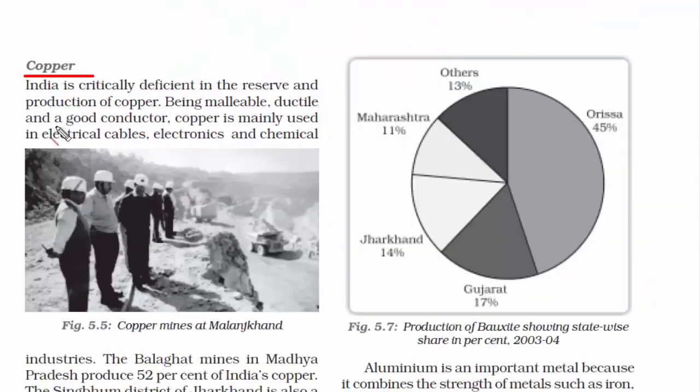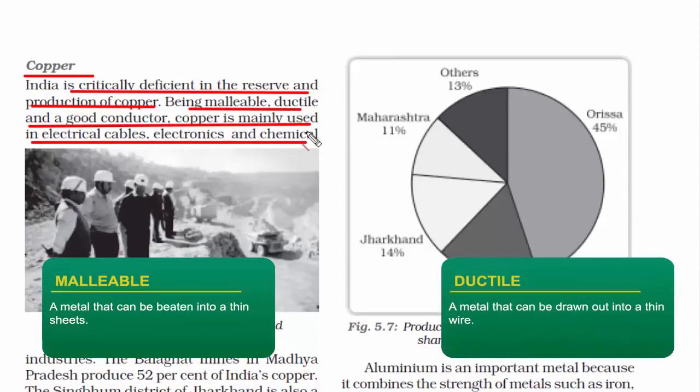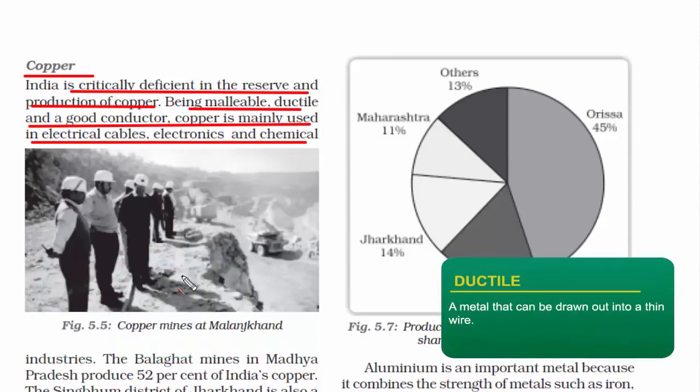Let's read a little about copper. India does not have high reserve of copper. However, it is malleable, ductile, and a good conductor. Malleable means it can be beaten into thin sheets. Ductile means it can be turned into wires like electrical wires.